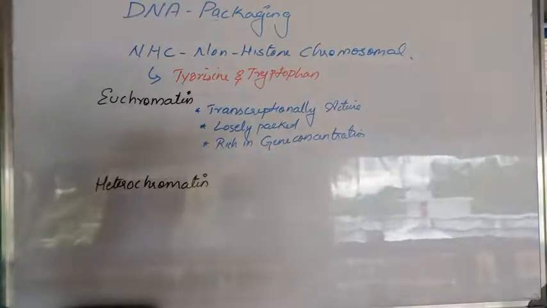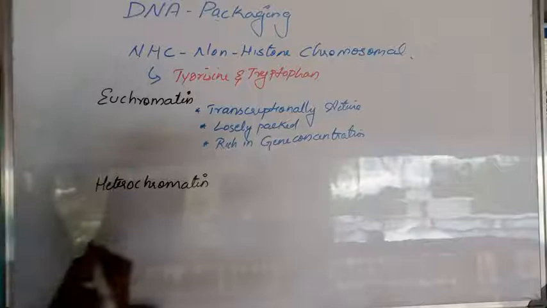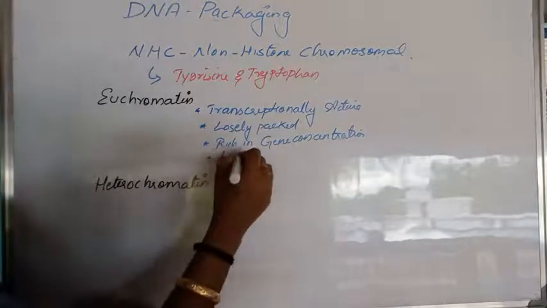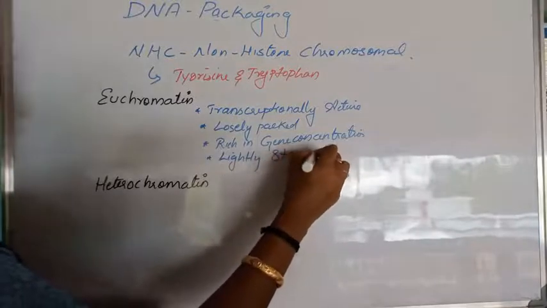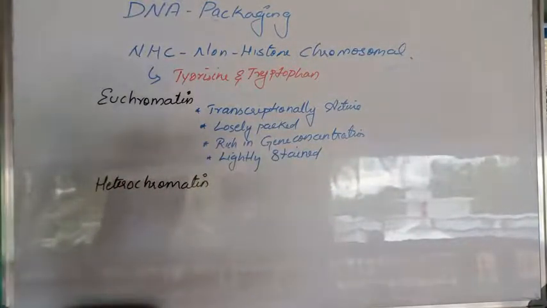Euchromatin is loosely packed, rich in gene concentration, and lightly stained. Lightly stained means that under the microscope you can't see it very prominently. Okay, and now coming to heterochromatin.